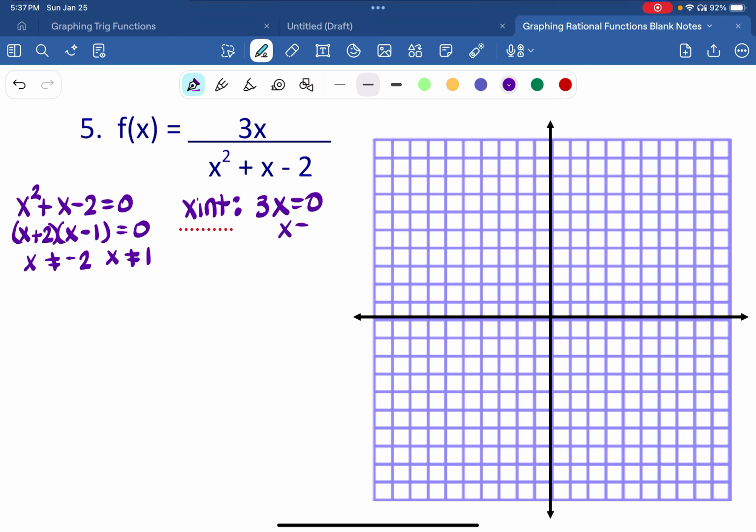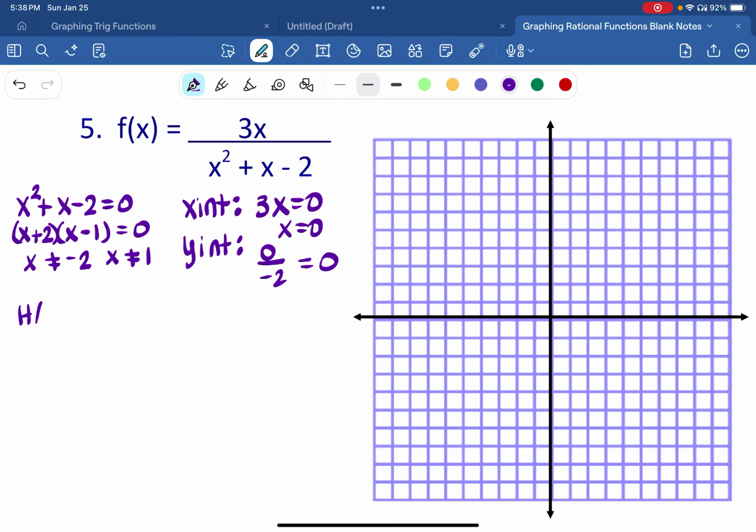So x equals 0 is the x-intercept. Y-intercept, plug in 0 for x, and I end up with 0 over negative 2, which is just going to be 0. So it looks like (0, 0) is our x and y-intercept. That's the point that we have.